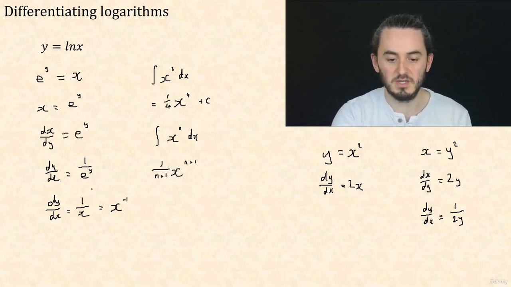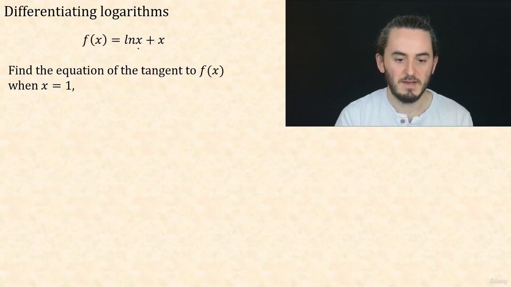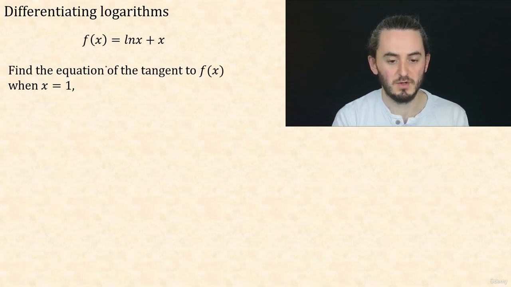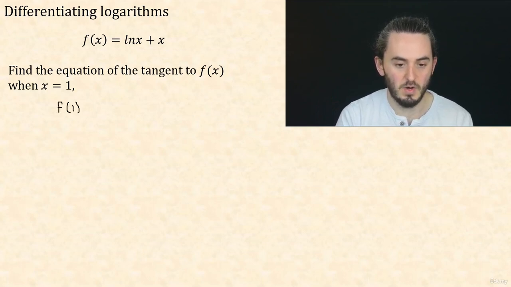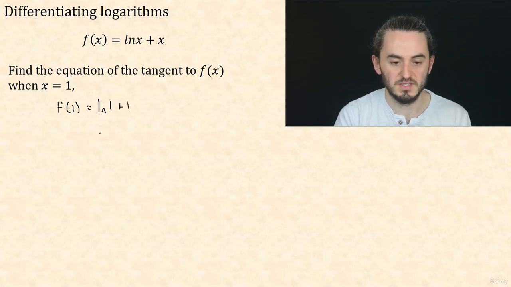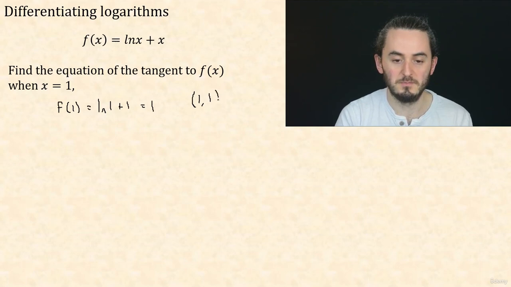Okay, let's see how we can use this. f of x equals ln x plus 1. Can we find the equation of the tangent to f of x when x equals 1? So for the equation of the tangent, I need a coordinate and the gradient. Well, the coordinate is easy because I just sub in 1 and I get ln of 1 plus 1. ln of 1 is 0, so that's just 1. So my coordinate is 1, 1.